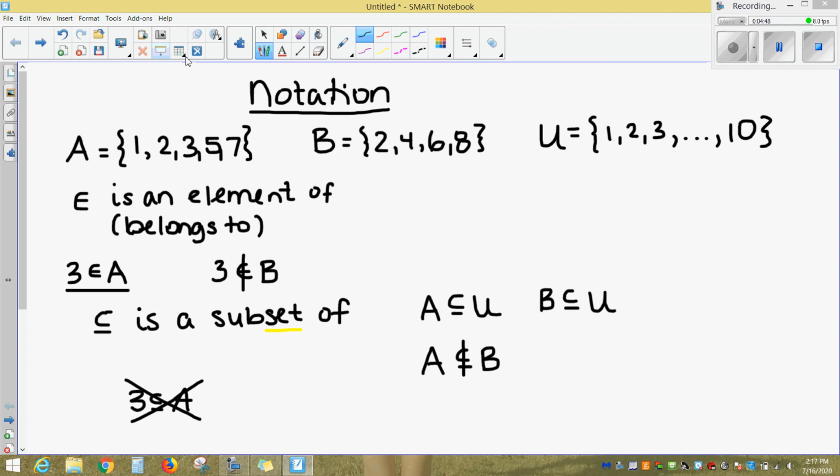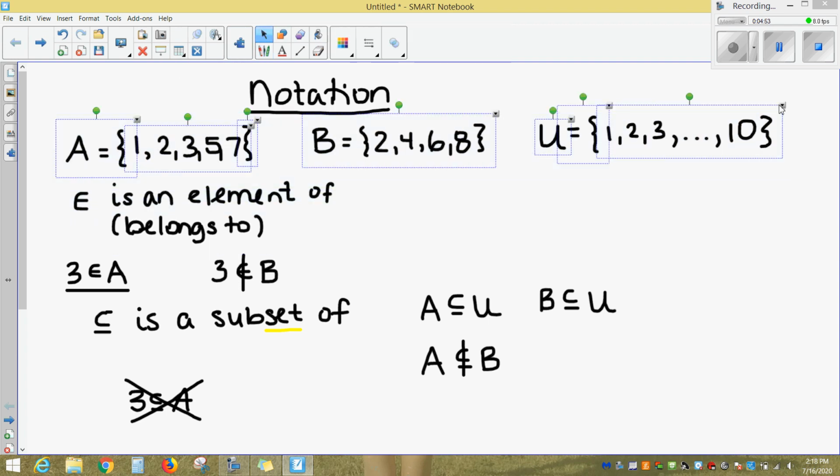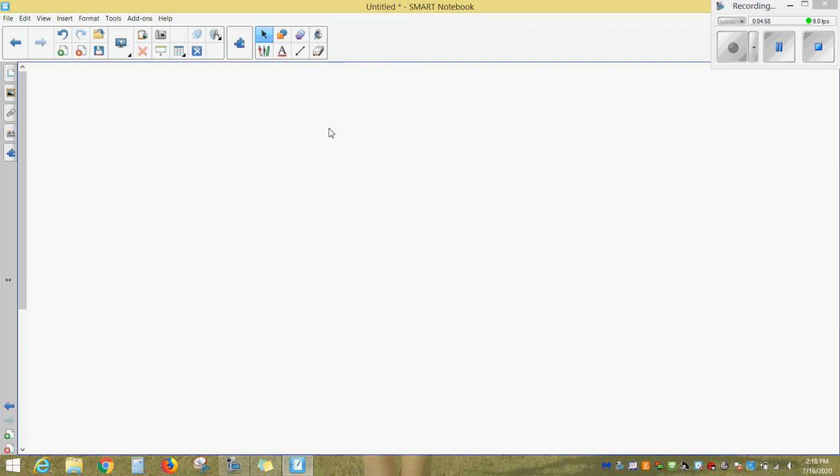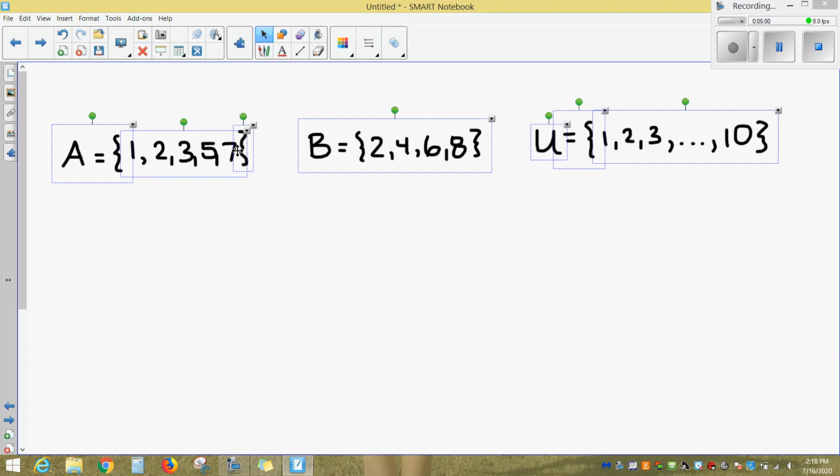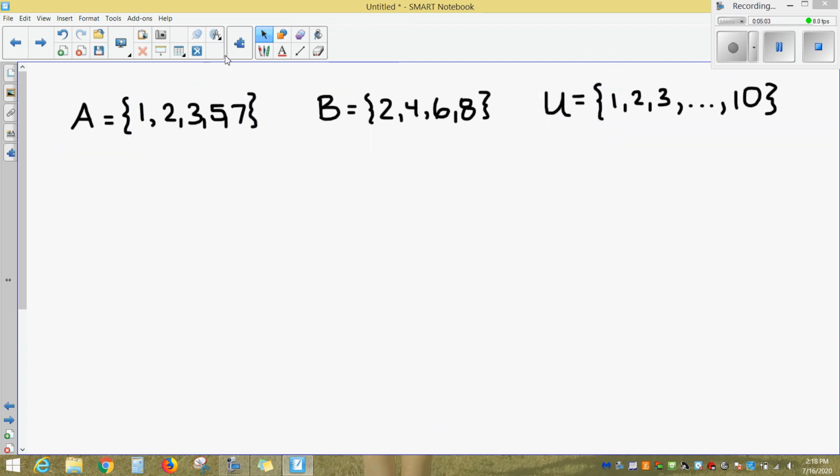Now, some other symbols that we have, copy these guys. There's going to be a symbol that looks like a U and a symbol that looks like a U that's flipped upside down. The one that looks like the U is what we call the union symbol. Union, if you think about what the word union means in English, it means we're joining something together.